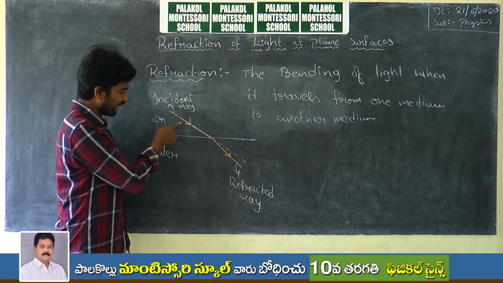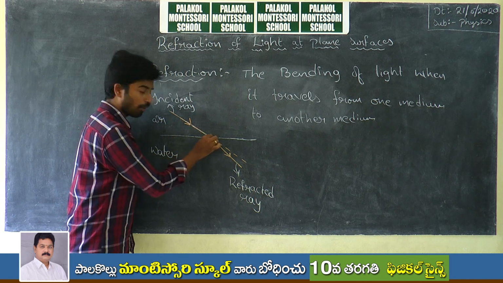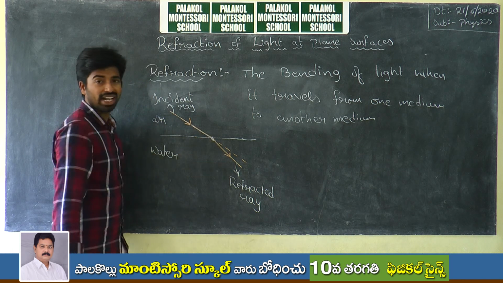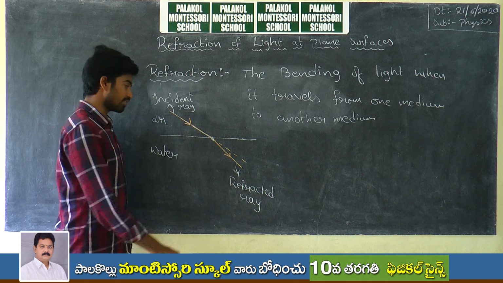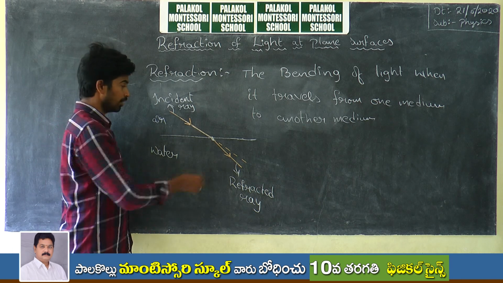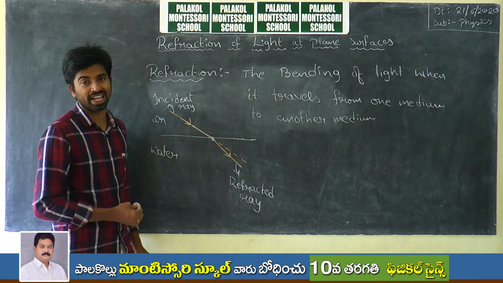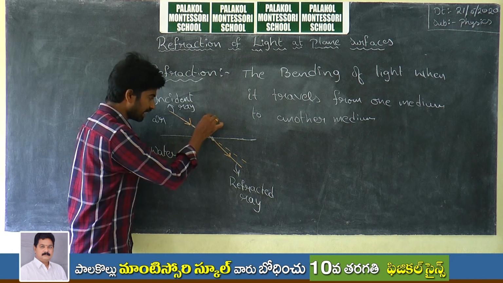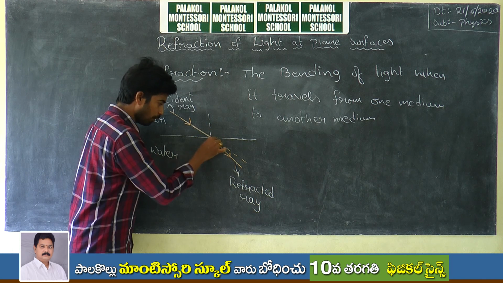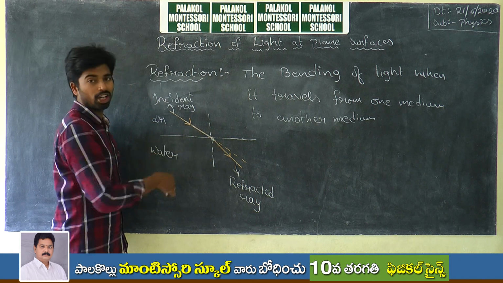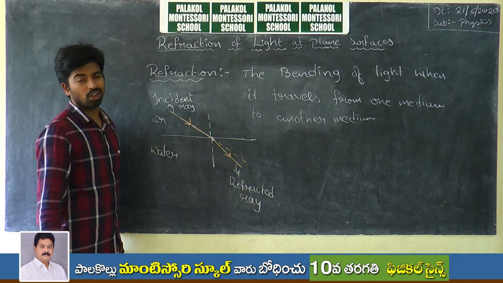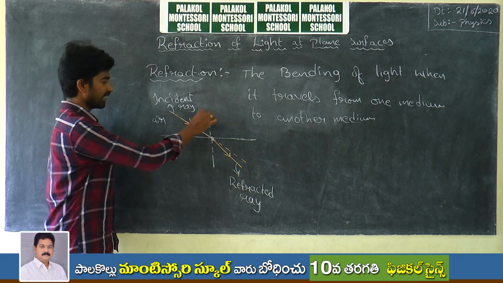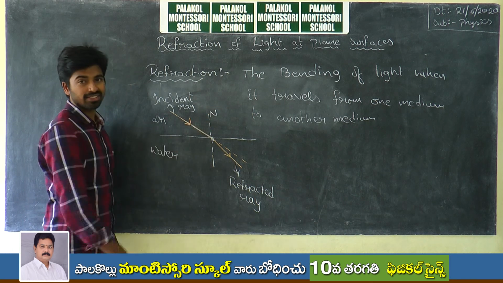The light is incident at this point, and this point is called the point of incidence. In order to deal with the angles, you need to draw a normal line. What is a normal line? The line which is drawn perpendicular to the boundary of the surface is called a normal line. So I have drawn a normal line, and here it is represented as N.